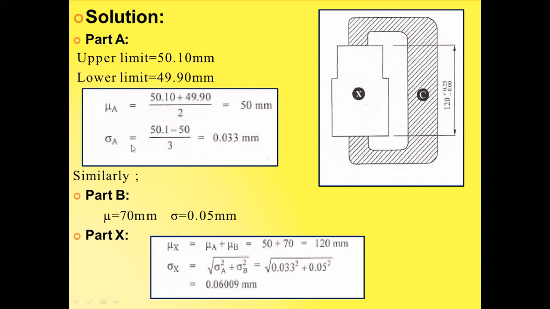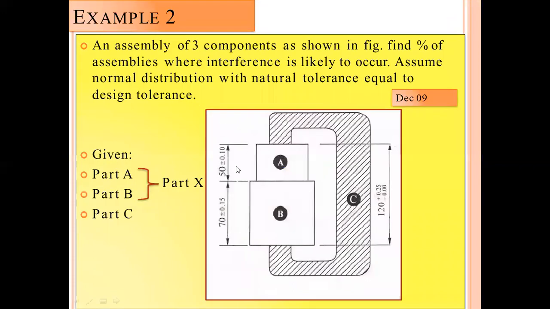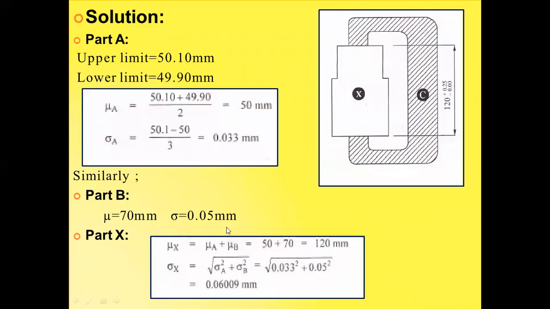The standard deviation of part A will be x minus mu divided by 3. Okay, so from that we will get the standard deviation for part A as 0.033. Similarly for part B, we calculated mu as 70. The same formula we have to use. For that, tolerances are given as 70 plus minus 0.15, meaning 70.15 and 69.85 will come. So using that formula, we can calculate the mean of B. So this will be mu B 70 mm and sigma B will be 0.05.